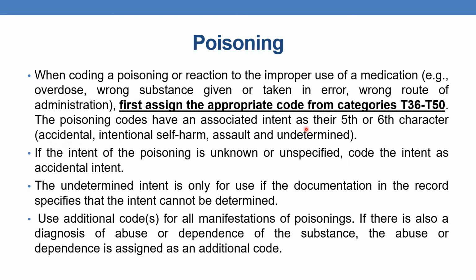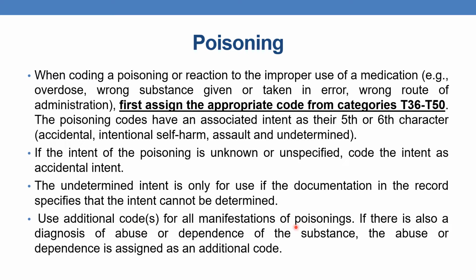Poisoning codes have an associated intent as their fifth or sixth character, that is accidental, intentional self-harm, assault or undetermined. If the intent of the poisoning is unknown or unspecified, code the intent as accidental. This is also an important point. You should not code undetermined intent. The undetermined intent is only for use if the documentation in the record specifies that intent cannot be determined. So for unspecified, you need to code accidental intent.